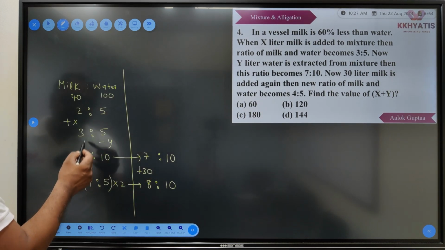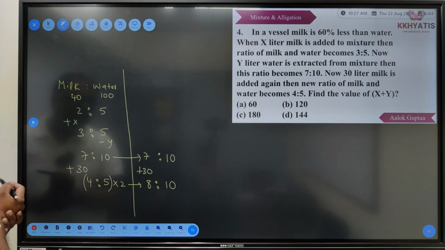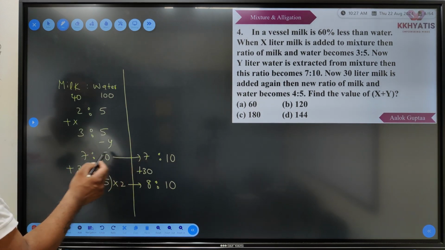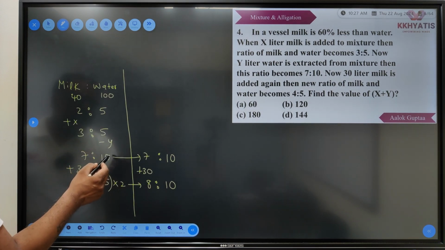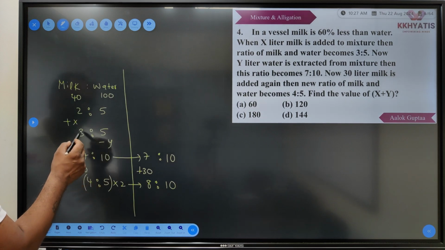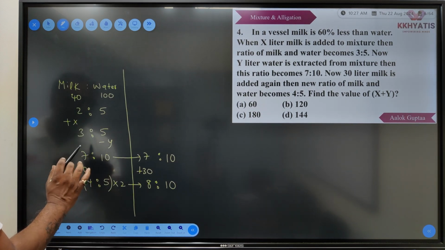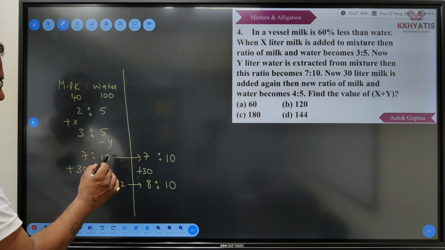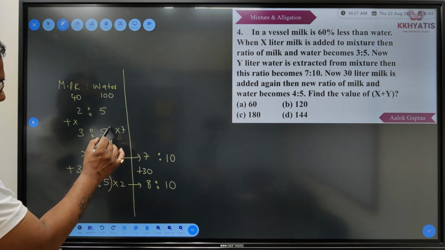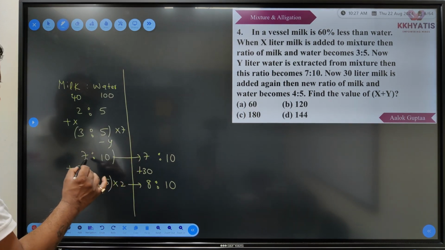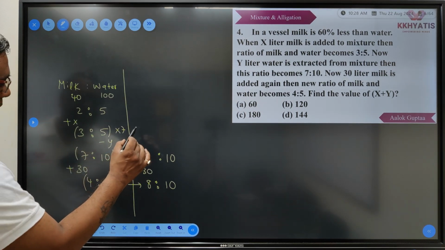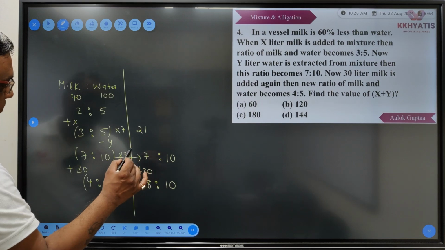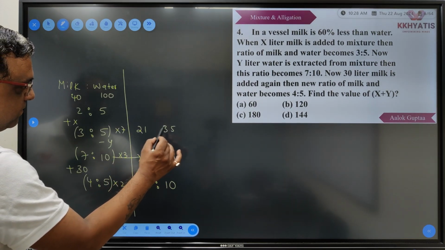in this above scenario, if this is 7, this also should be 7 because from here only y liters of water was extracted. The milk should be same, but it is not same here, which means I will multiply this ratio by 7 and this ratio by 3. So it will become same. So this will become 21 and this will become 35.